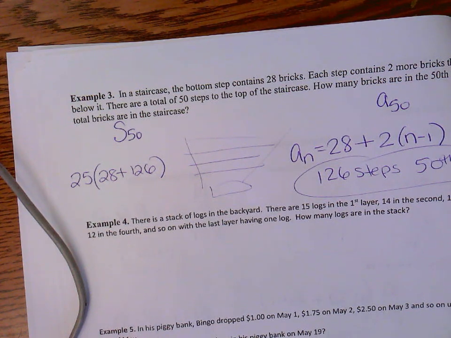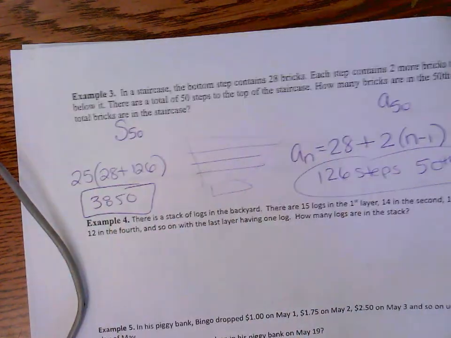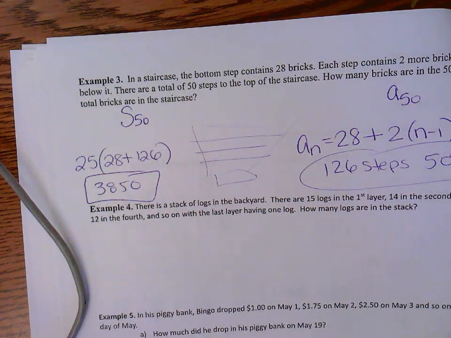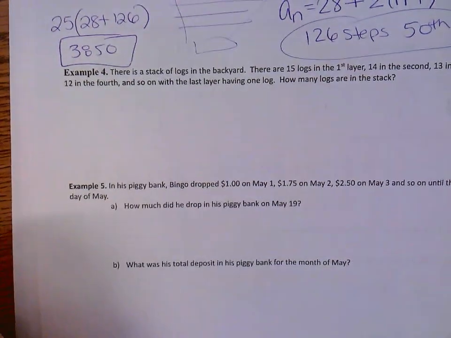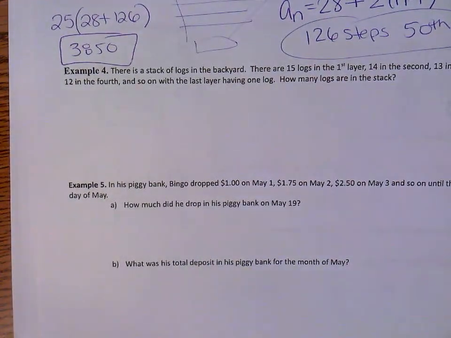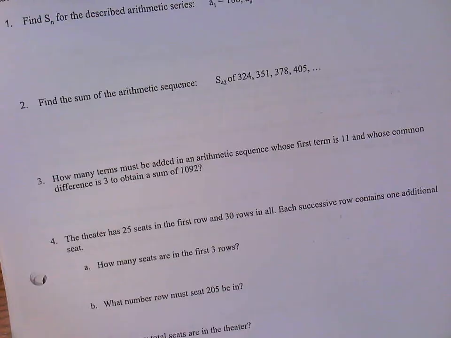All right, so how many do we get? So it's 25 times 28 plus 126. Is it 3850 that you got? Okay, so you can try 4 and 5. One is about layers of logs, kind of like the steps, and the other one is depositing money in a piggy bank. So I'll let you try those and I'll go over them in a minute. If you finish, you can go on to that next page of 4 questions.